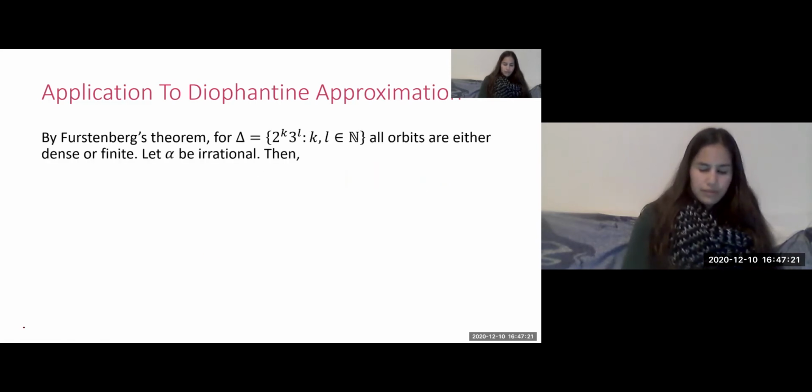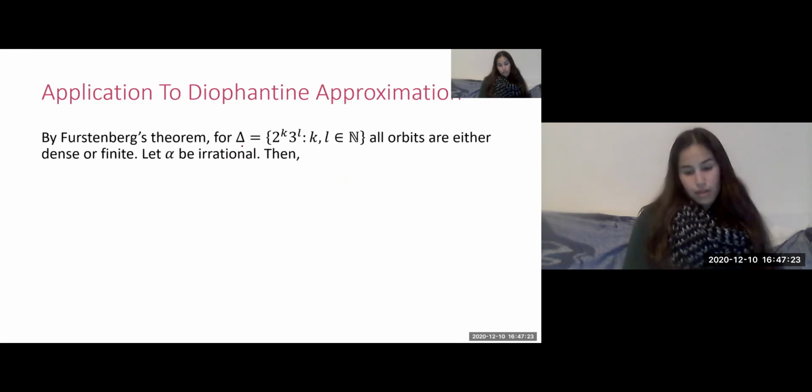So by Furstenberg's theorem, if we take, for example, delta to be 2^k times 3^l, then all orbits are going to be either dense or finite. So in this way, it suffices for me to show that such an orbit is going to be infinite in order to show that it must be dense. So let's take an irrational alpha, and I want to show that its orbit is infinite. In order to do so, I'll show that the orbit contains an infinite subset.